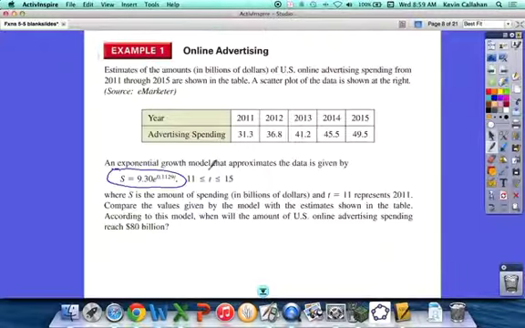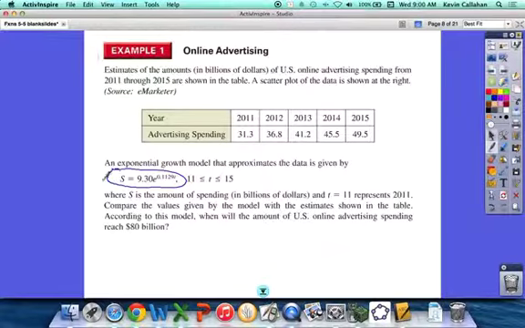What does the 11 less than or equal to t less than or equal to 15 represent? It's the domain. They're telling you to plug in values of t from 11 to 15, where S is the amount of spending in billions and t equals 11 represents 2011. Compare the values given by the model to the estimates in the table, and then according to this model, when will the amount of advertising reach $80 billion?